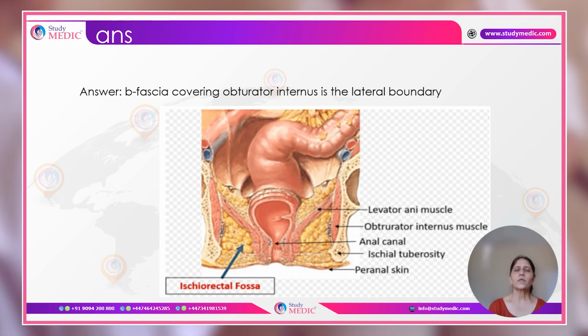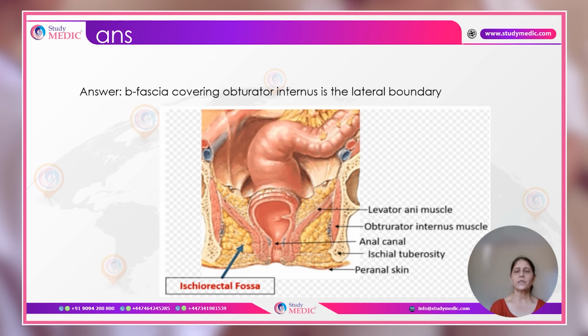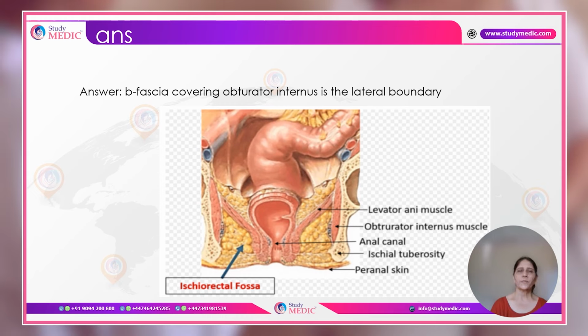So you have to know all the boundaries of the ischiorectal fossa. Normally they would ask you the lateral boundary or the medial boundary. Medially you have the rectum and the anal canal, and laterally it is the obturator internus muscle. It is enough if you remember this much about the ischiorectal fossa.